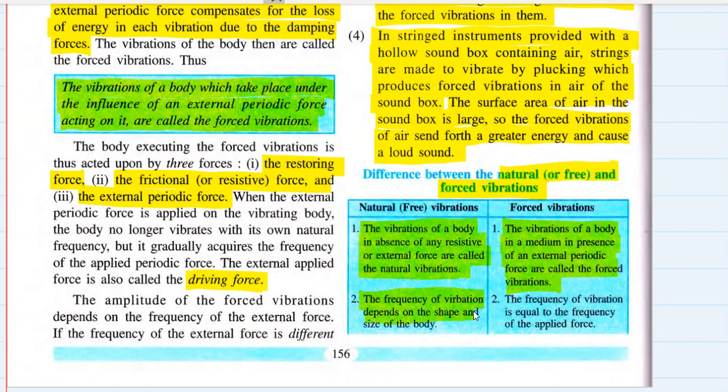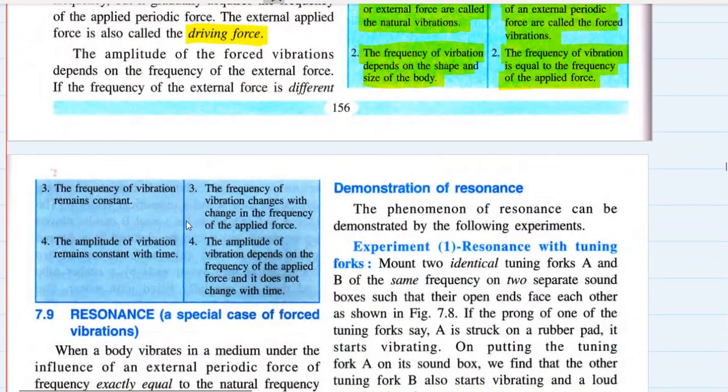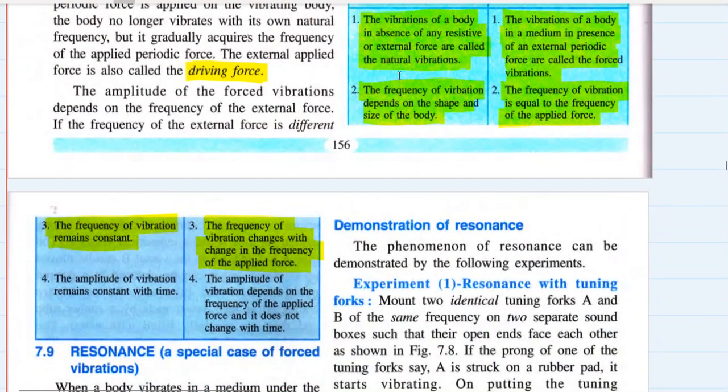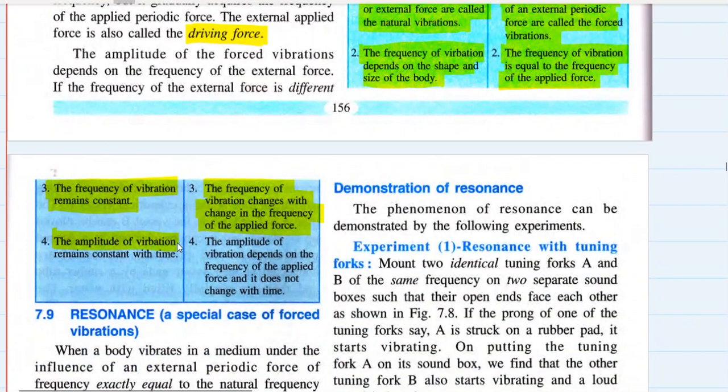The frequency of vibration depends on the shape and size of the body in natural vibrations, and the frequency of vibration is equal to the frequency of the applied force in forced vibrations. The frequency of vibration remains constant in natural vibrations, but in forced vibrations the frequency of vibration changes with the change in frequency of the applied periodic force. So, everything depends on the periodic force in forced vibration. Amplitude of vibration remains constant with time in natural vibrations, which is an ideal situation that does not happen in practical cases. But in forced vibrations the amplitude of vibration depends on the frequency of the applied force and it does not change with time. If the applied force is constant and gives a force at a constant frequency, the amplitude of vibrations produced in the body will also be constant with time.